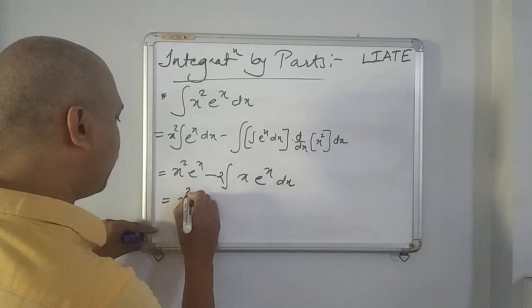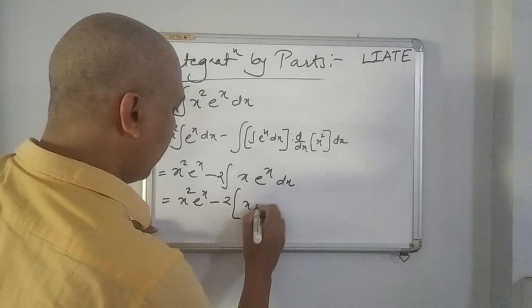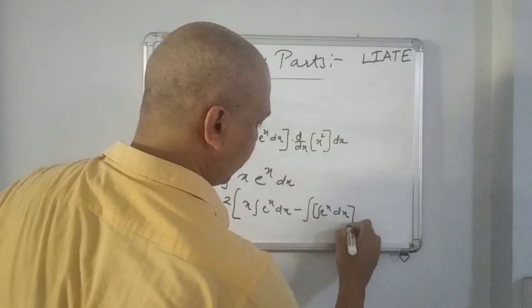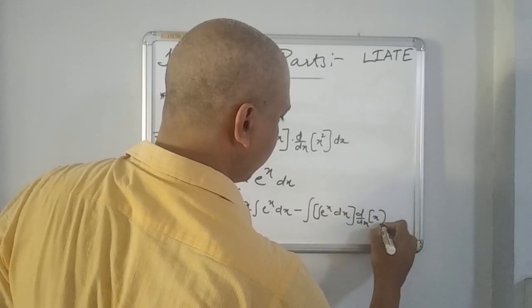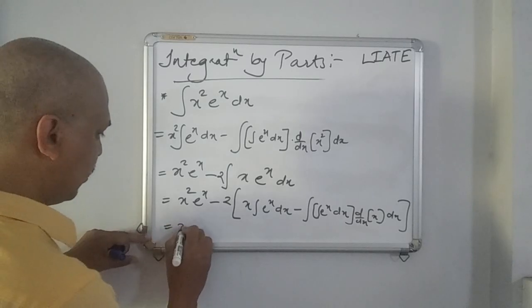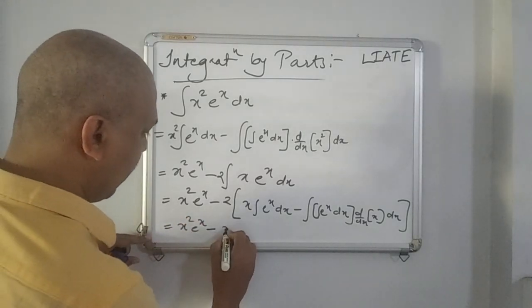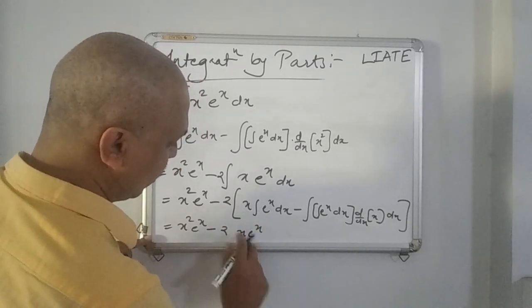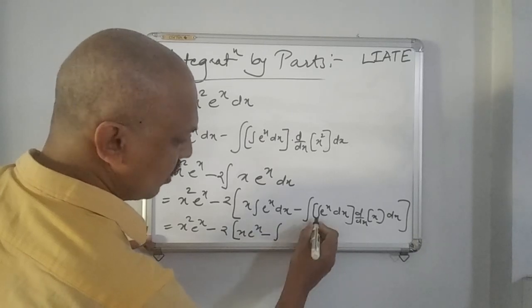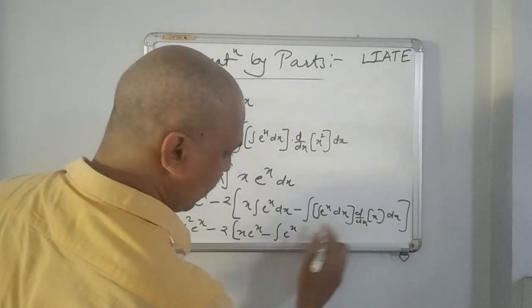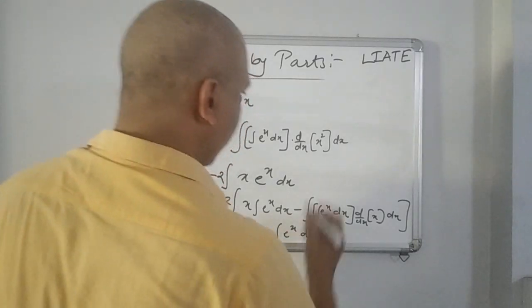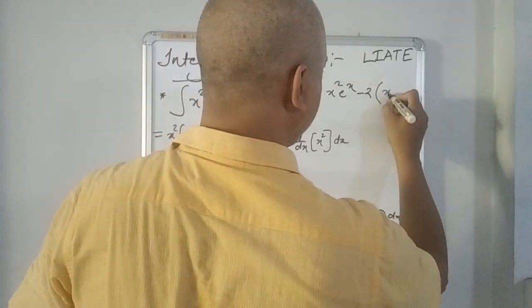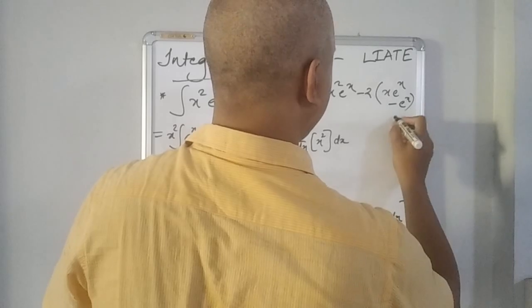Similarly, you can simply solve it further. x square into e raised to x minus 2 into bracket x integration of e raised to x dx minus integration of e raised to x dx into derivative of x dx. This is equal to x square into e raised to x minus 2 into bracket x e raised to x minus integration of e raised to x into derivative of x which is 1 into dx. So this comes out to be x square e raised to x minus 2 into bracket x e raised to x minus e raised to x plus c.